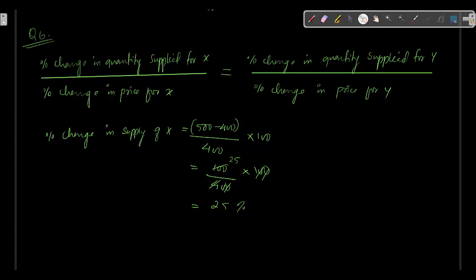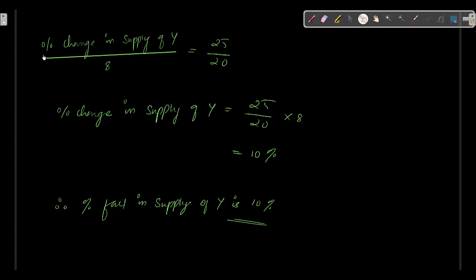Now, what we're going to do is take the equation here: percentage change in supply of Y divided by 8. Why do we say 8 here? It's because it's already given in the textbook that the percentage fall in supply of Y is when its price falls by 8%. So in the denominator, it is percentage change in price, and it is already given that the price falls by 8%. So we are just going to take it as 8.